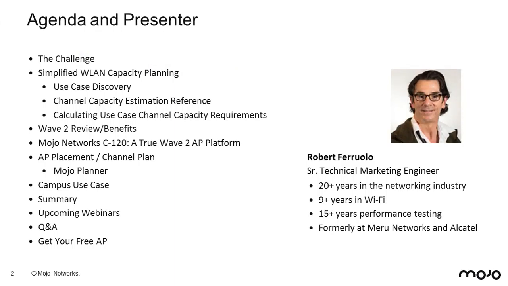I would now like to pass the floor to our presenter today, Robert Ferrullo, a senior technical marketing engineer with Mojo Network. Robert comes to us with over 20 years of experience in the networking industry, nearly a decade in Wi-Fi, and 15 years in performance testing. Today, we kick off the first in a three-part series around campus networking. In this first session, Robert will be taking you through design best practices for campus 802.11 AC Wave 2.